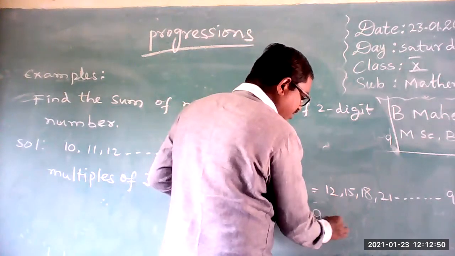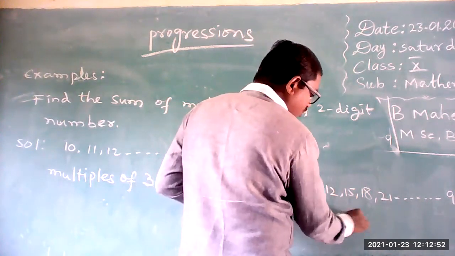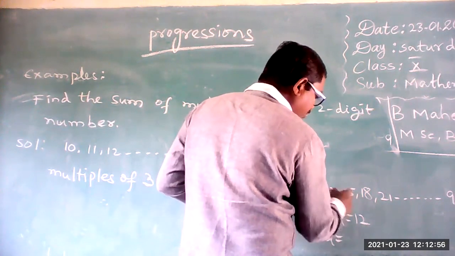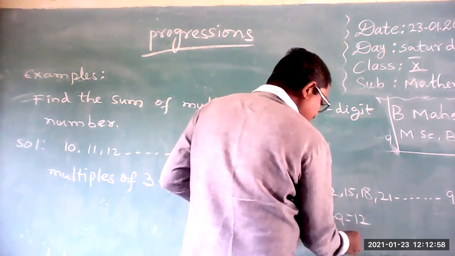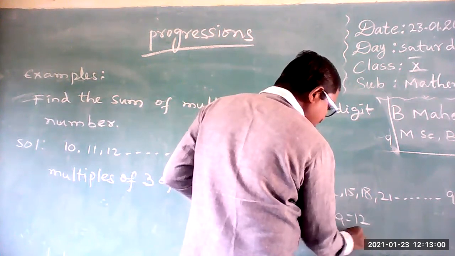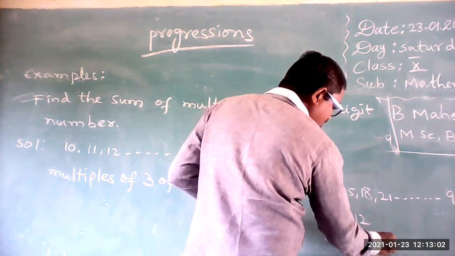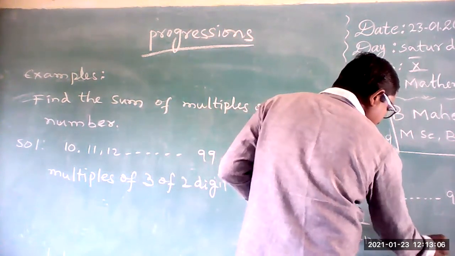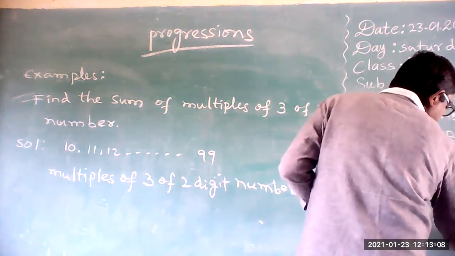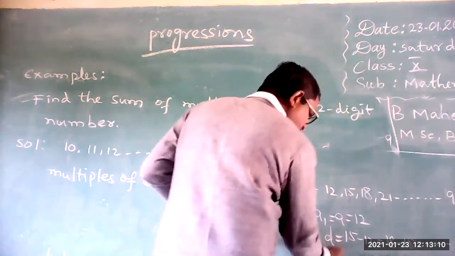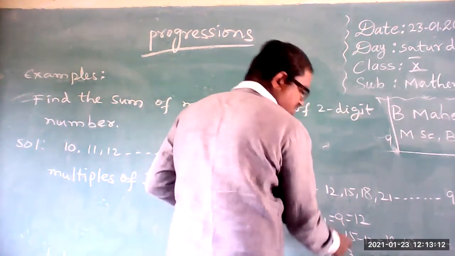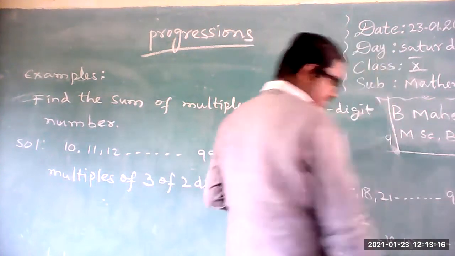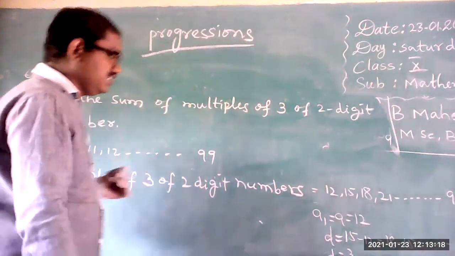The first term A1 is A, which is 12, and D is equal to A2 minus A1, which is 15 minus 12, equal to 18 minus 15, and so on, up to 99 minus 96. So D is equal to 3: 15 minus 12 is 3, 18 minus 15 is 3, 99 minus 96 is 3. So the common difference is 3.